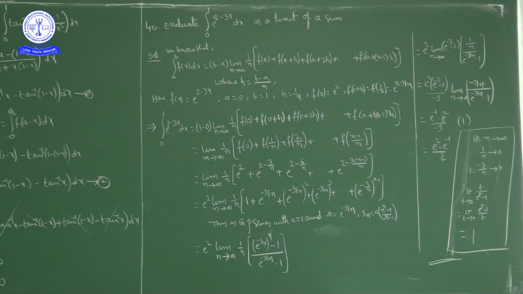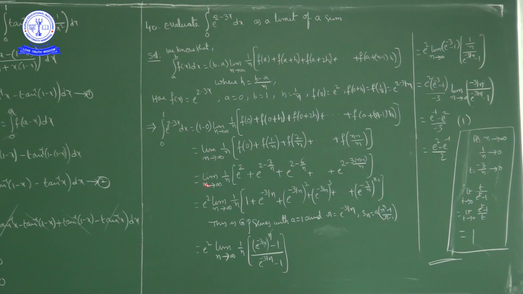Now using this formula, what do we have? Integral 0 to 1 of e power (2 minus 3x) dx is equal to (1 minus 0) into limit n approaches infinity 1 by n [f of 0 plus f of (0 plus h), f of (0 plus 2h) and so on up to f of (0 plus (n minus 1) into h)]. So it is nothing but limit n approaches infinity 1 by n [f of 0 plus f of 1 by n plus f of 2 by n plus f of 3 by n and so on up to f of (n minus 1) by n]. Here the last term is f of (n minus 1) into h, and h is 1 by n, so f of (n minus 1) by n.